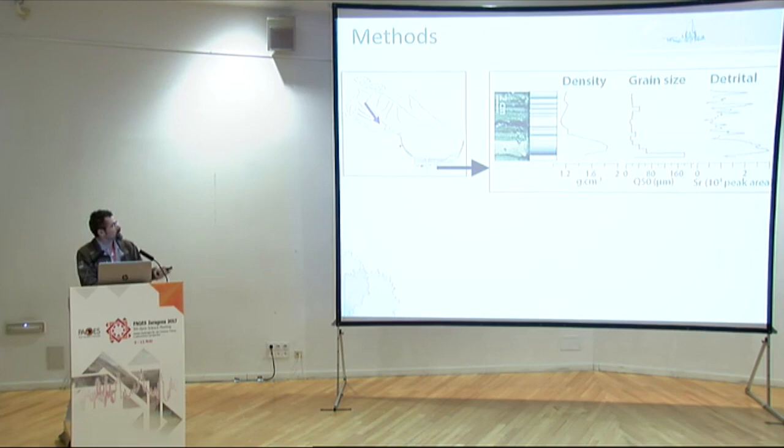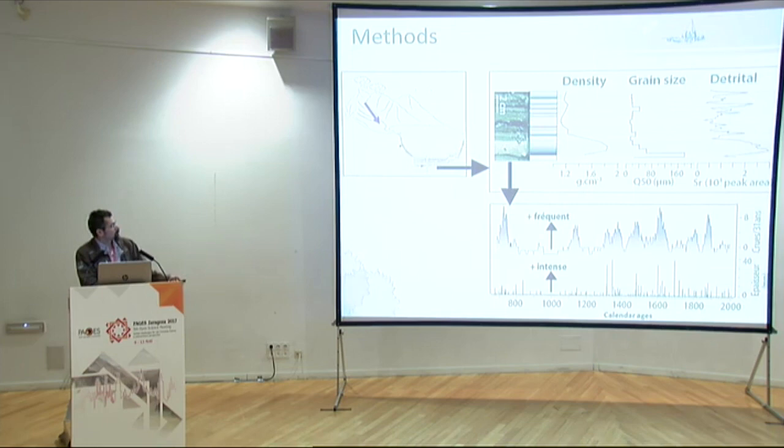And then we can reconstruct both the frequency, which is the easiest, and you say, okay, this is a flood layer, and this has this age. So at this age, we have this flood layer. And also, we are trying to assess the intensity of the flood that generated this layer. And this is done by thickness or by the grain size information. And so we can say that lake sediments are an archive of past extreme precipitation.